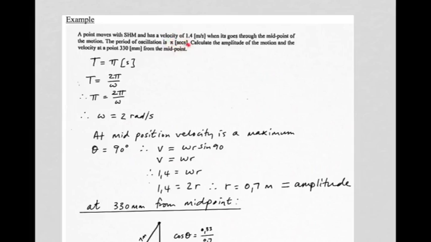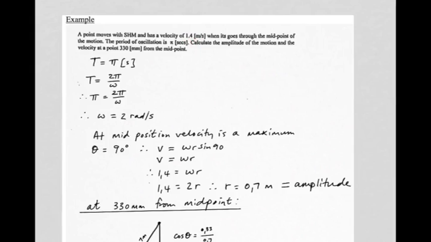for one oscillation. Calculate the amplitude of the motion and the velocity at a point 330 millimeters from the midpoint. So periodic time is pi seconds, and we know that periodic time is related to one rotation of our imaginary arm, which would be 2 pi radians. And from that we can find that omega, which is the speed of rotation of the imaginary arm, is 2 pi radians per second. Now, they said that at the midpoint we were doing 1.4 meters per second, and that is the max velocity position.